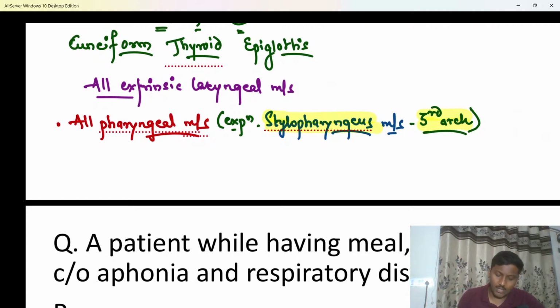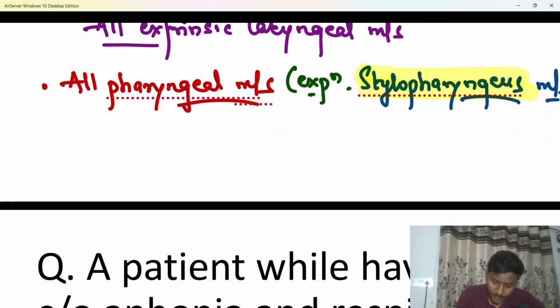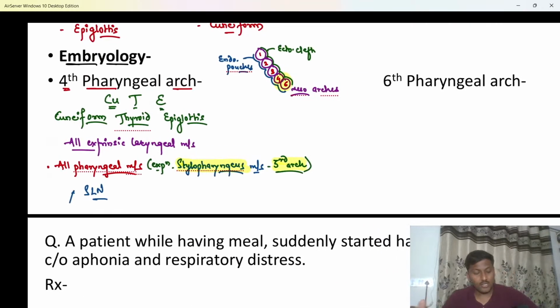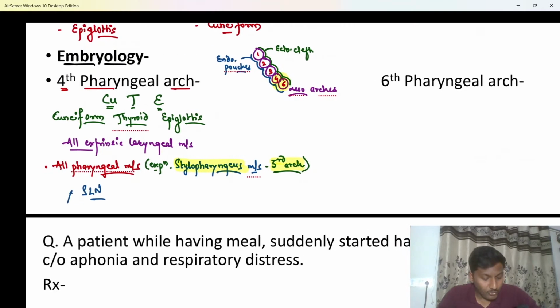Now out of them, beta, obviously the superior laryngeal nerve will be derived from the upper arc, that is the fourth arc. So please remember, if I talk about the nerve supply, the SLN, your superior laryngeal nerve, is a derivative of the fourth pharyngeal arc. Done with this? So these are all the derivatives of the fourth arc, beta. From embryology, this much you have to remember: the cartilages, all extrinsic laryngeal muscles, all pharyngeal muscles except stylopharyngeus, which is the derivative of the third arc, and lastly the superior laryngeal nerve or the SLN.